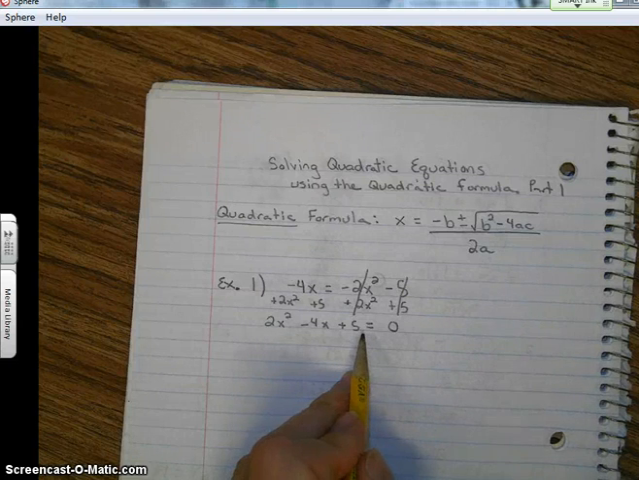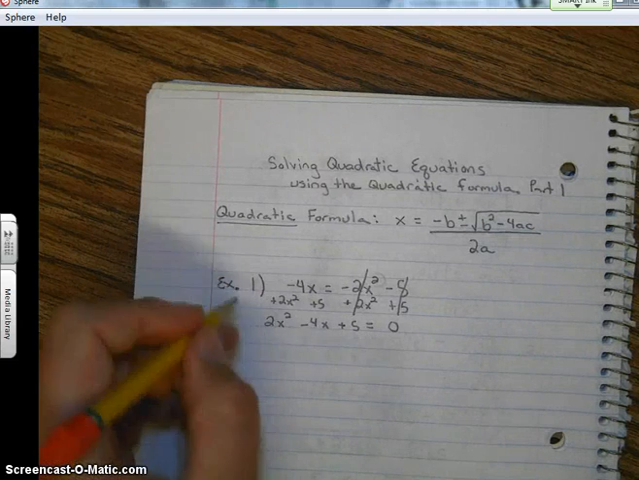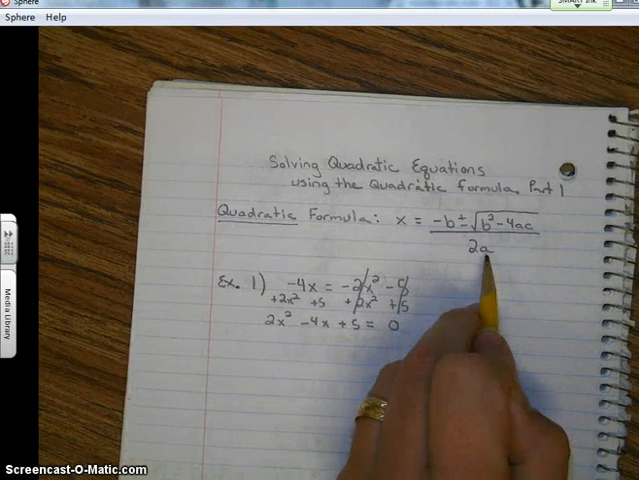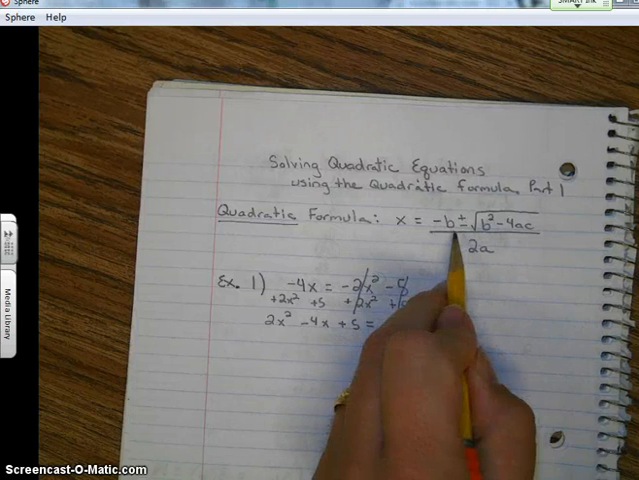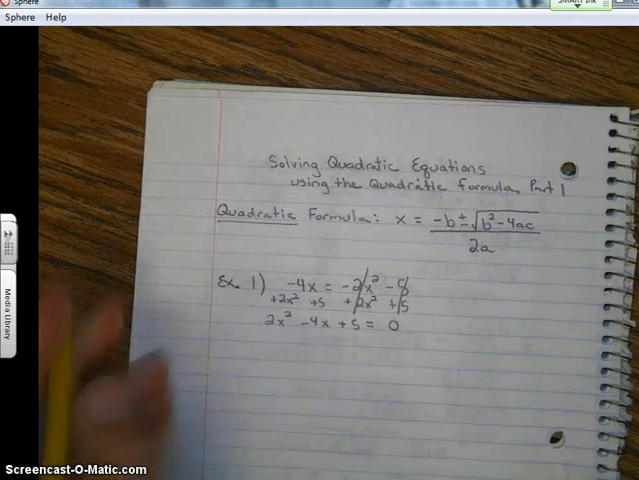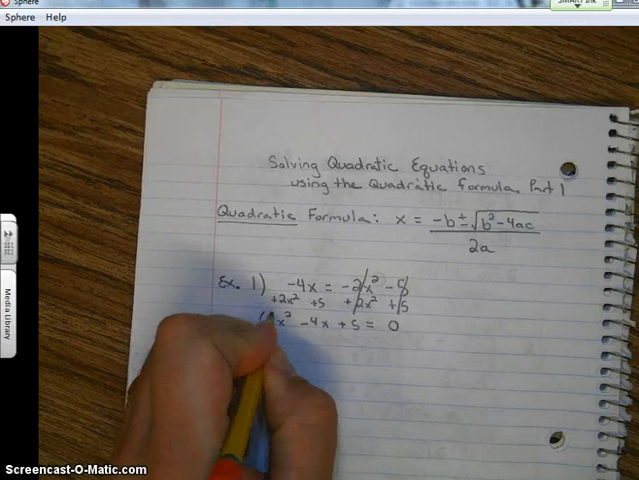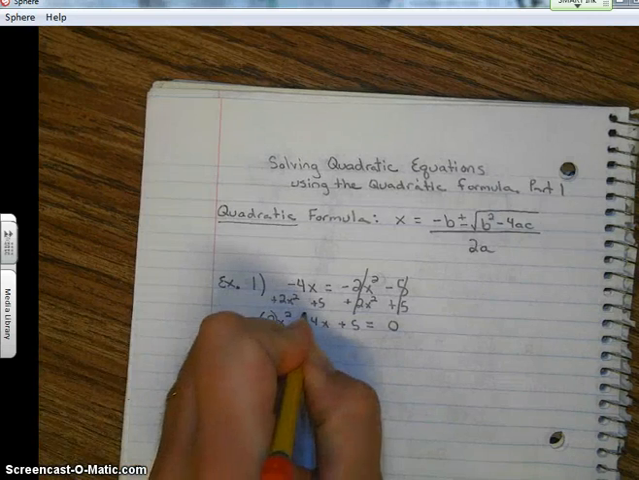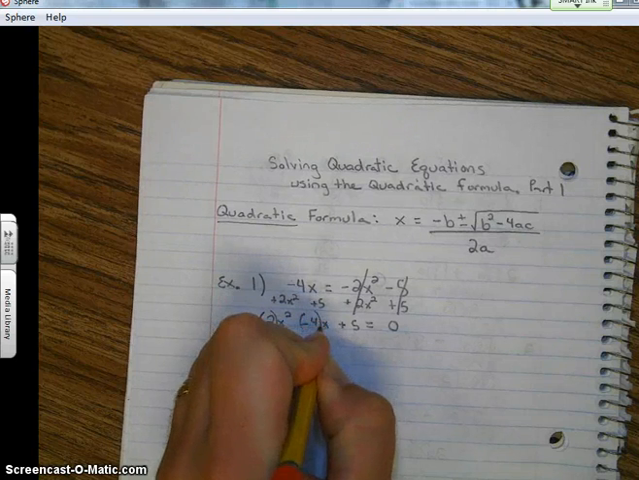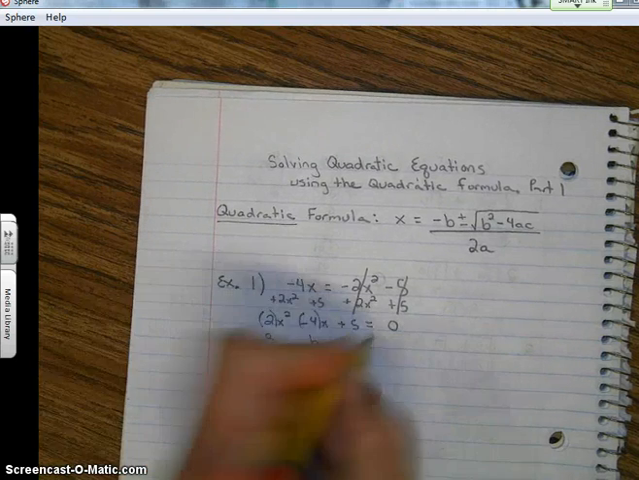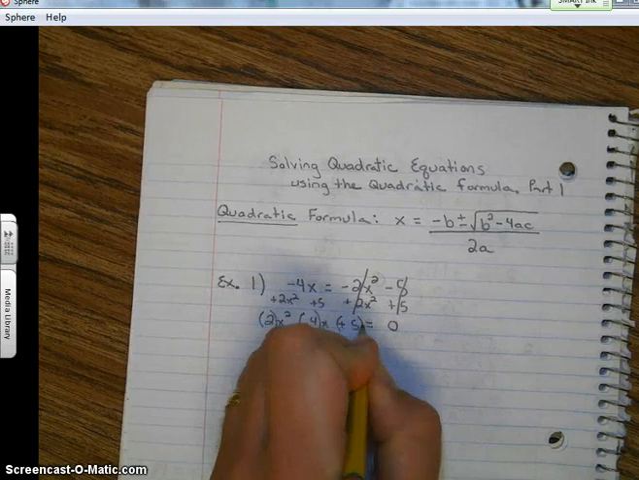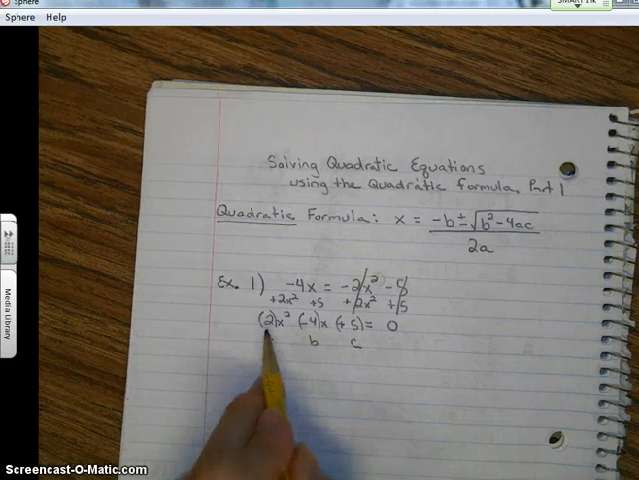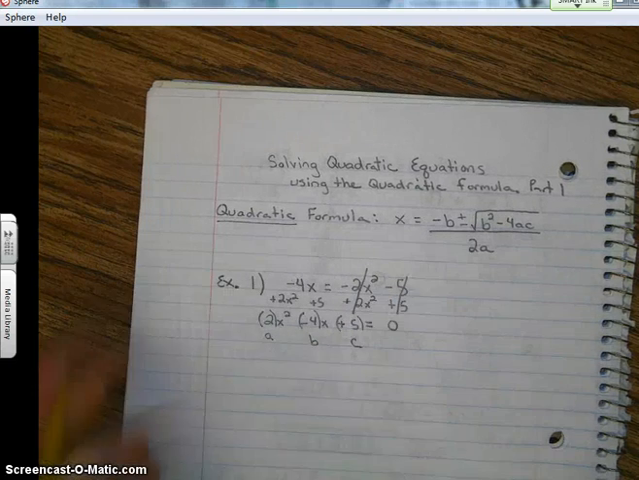Okay, that's very important. Next thing, we need to identify the A value, the B value, and the C value. So A is located right here. That's going to be our A value. Our B value is right here. That's going to be B, -4. And then our C value is 5. Okay? So once we have identified A, B, and C, we plug them into the formula.